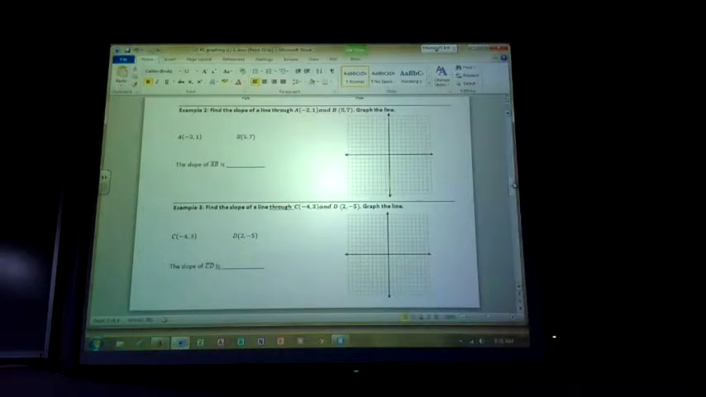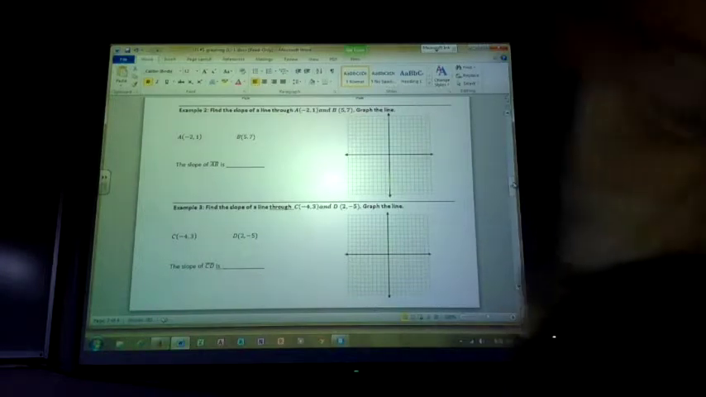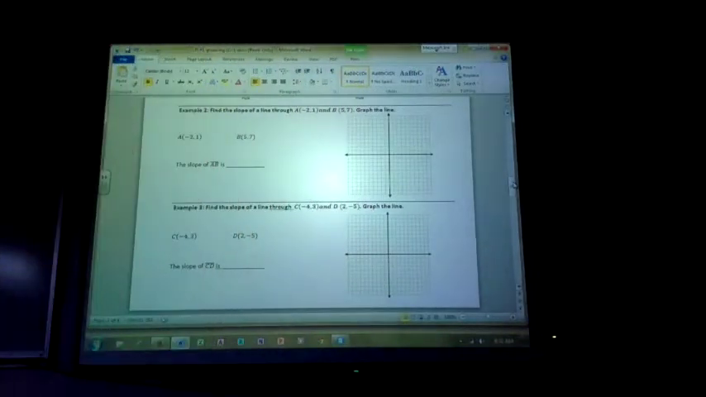Find the slope of a line through the point A, which is -2 and 1, and B, which is 5 and 7, and then graph the line. Now, how many points do you think you need to define a straight line? 2. If I have this point here and this point here, there's exactly one straight line that will go through those 2 points. So you need 2 points to define a straight line. They have to be different points. You can't have the same point. Now, what line does 1, 1 and 1, 1 do? An infinite amount. It's the same point. They have to be 2 different points.